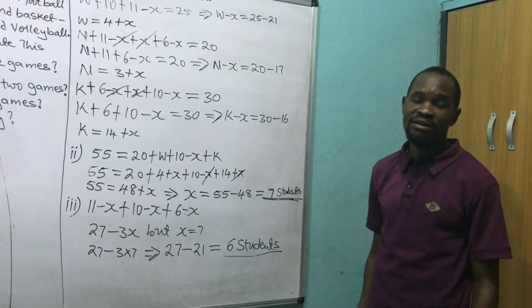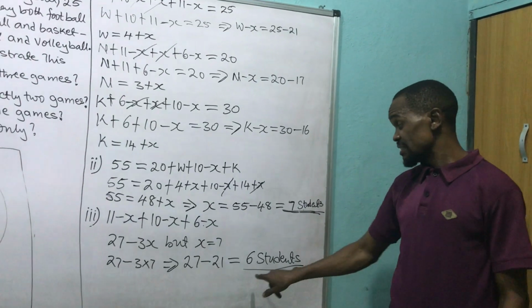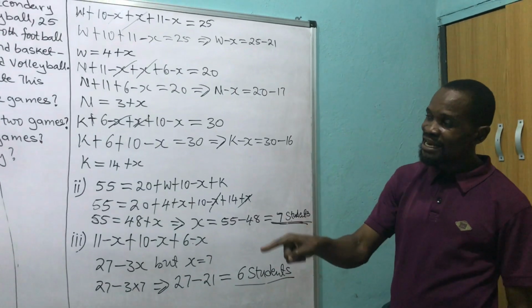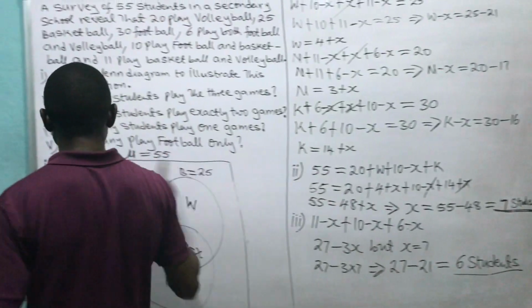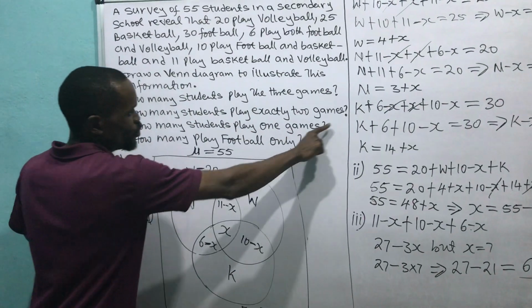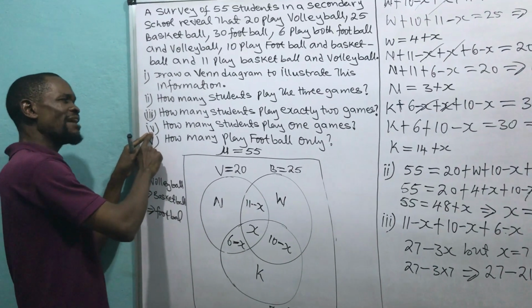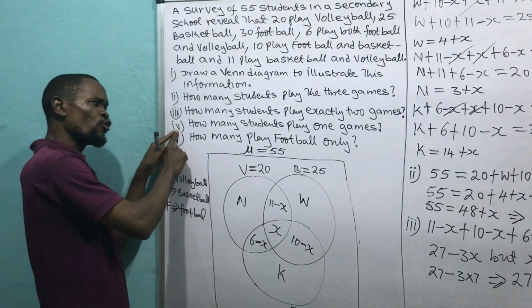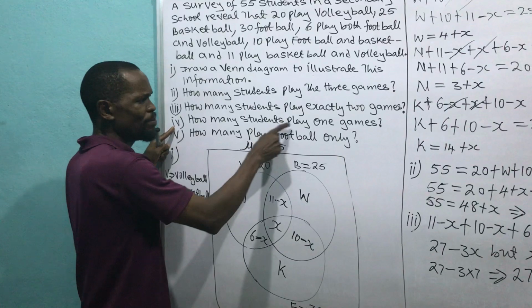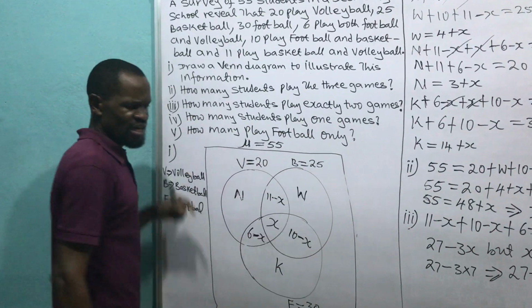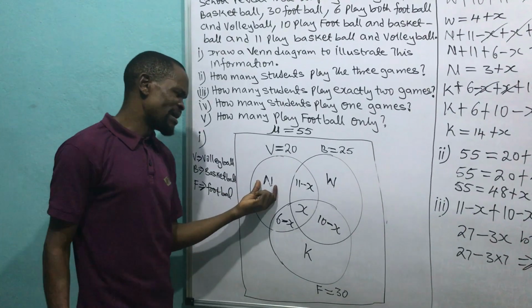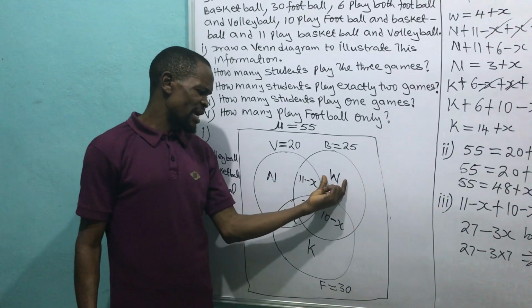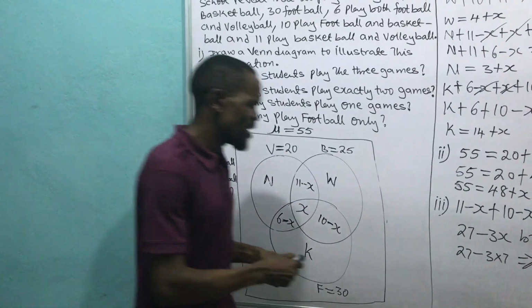That is what the question is really trying to tell you over here: 6 students play exactly 2 games. Then we come to IV. Question number 4 says, how many students play 1 game? I know that this man plays 1 game, this man plays 1 game, and this man plays 1 game.